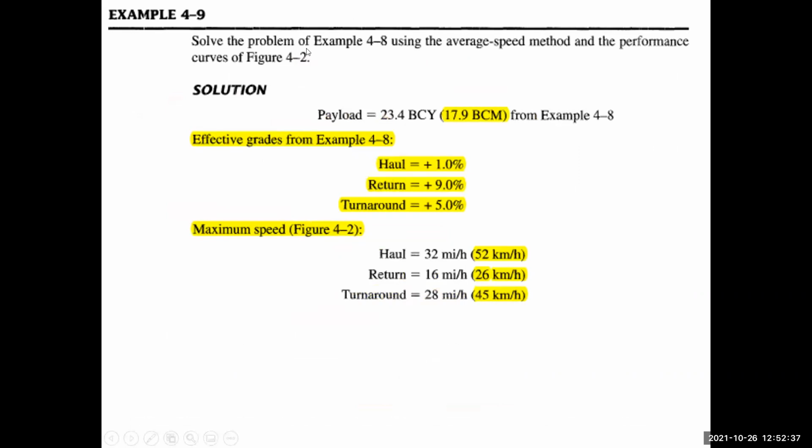Example 4-9. Solve the problem of example 4-8 using the average speed method and the performance curves of figure 4-2. If we use the average speed method, the payload, as calculated in the previous case, was 17.9 bank cubic meters. The effective grades were 1%, 9%, and 5%. In this case, we use figure 4-2 for the maximum speeds, which were 52 km per hour, 26 km per hour, and 45 km per hour.